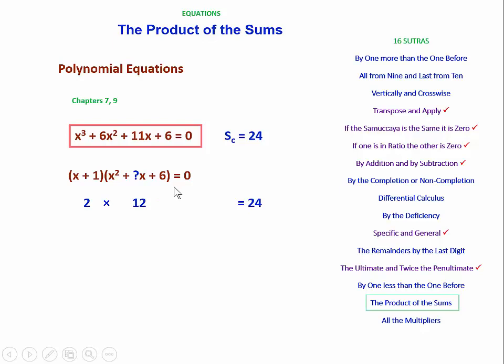So the product of the sums means the product of the sums of the coefficients. 2 times 12 equals 24. So that gives us the missing 5, and then we can factorise that, and then that gives us the solution to the equation.